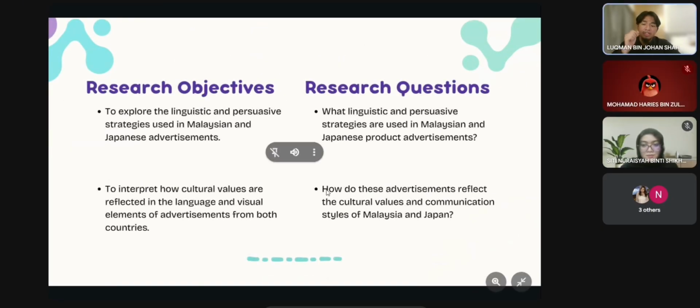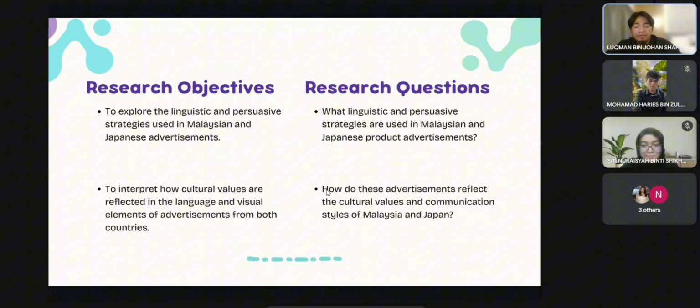All right, thank you very much, Haris. Now I will be explaining our research objectives and research questions. First of all, we have two research objectives. The first is to explore the linguistic and persuasive strategies used in Malaysian and Japanese advertisements to attract their customers. The second is to interpret how cultural values are reflected in the language and the visual elements used in both countries' television advertisements.